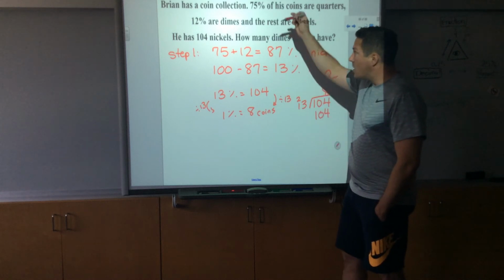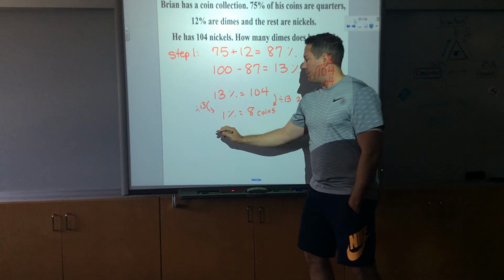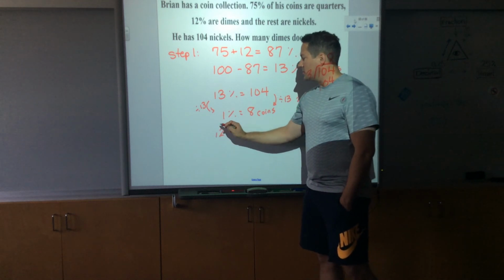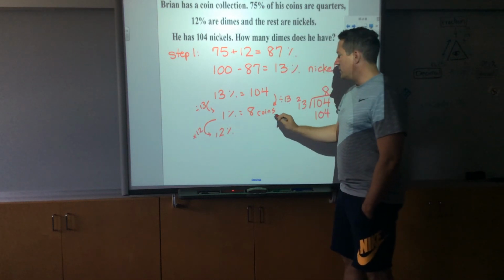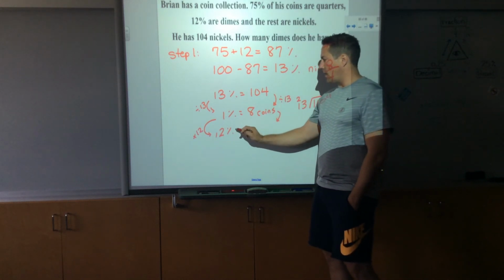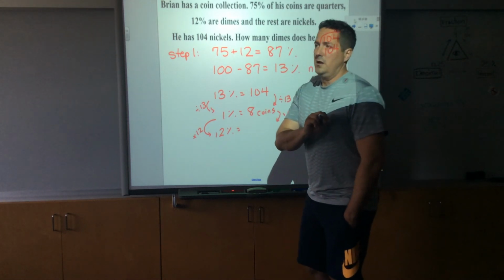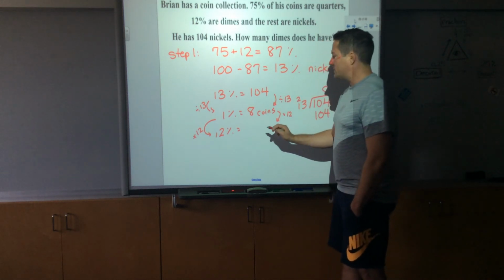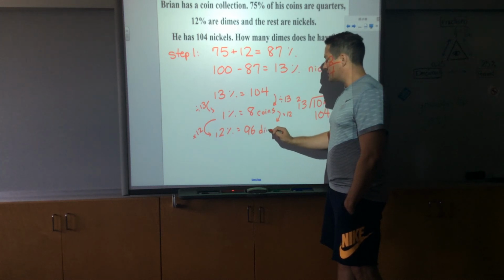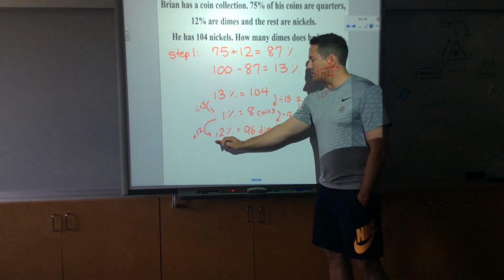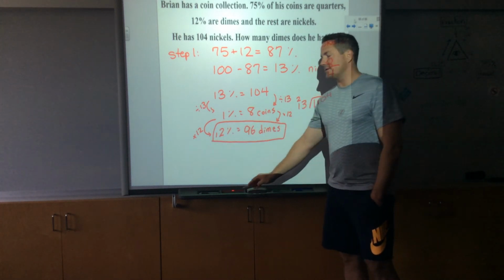So now I know that dimes, which is what they're asking for, is 12%. I'm going to go to 12%. To go from 1% to 12%, I multiply by 12. And to go from 8 here, I'm going to need to do 8 times 12. Now that should be a fact that you know from learning your times tables. 8 times 12 is 96 dimes, because that is what the collection is. 12% is dimes, so 96 of the coins are dimes.